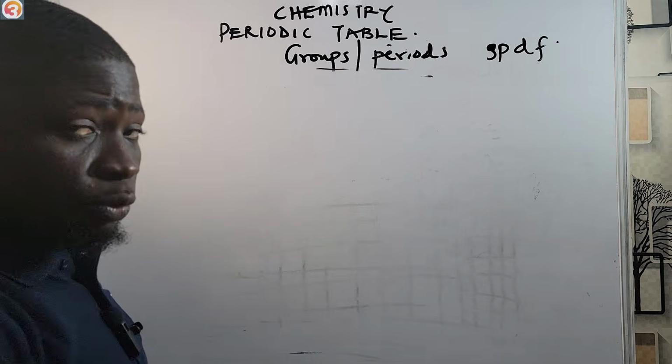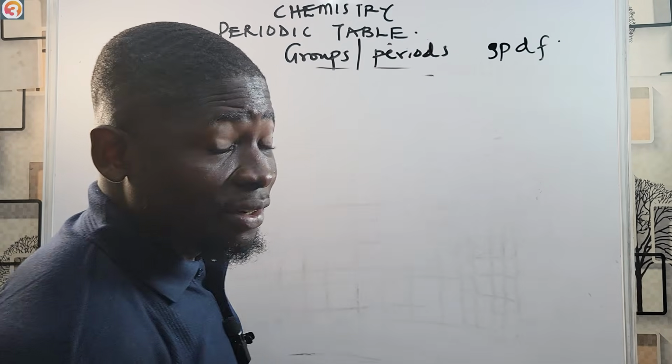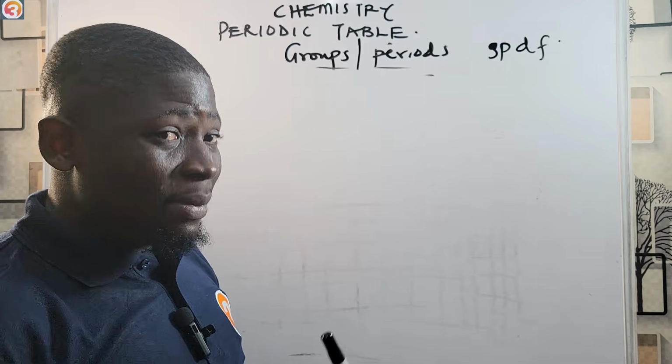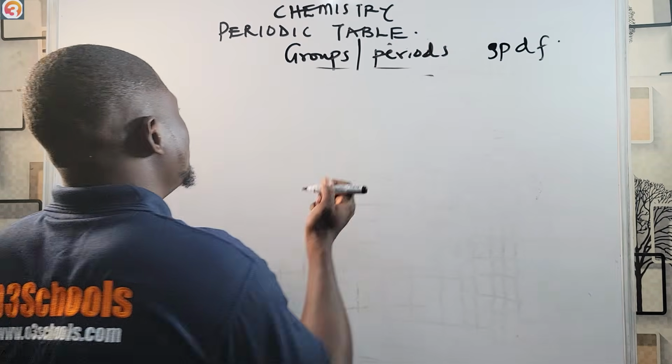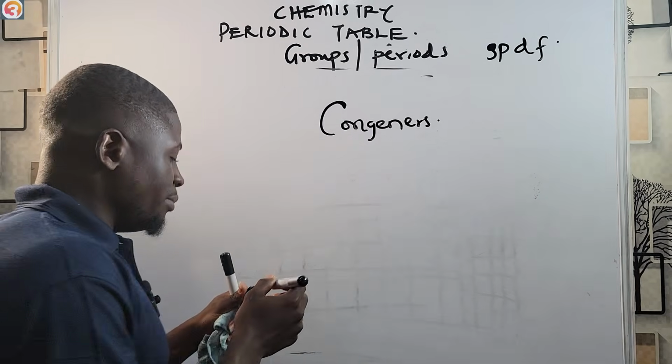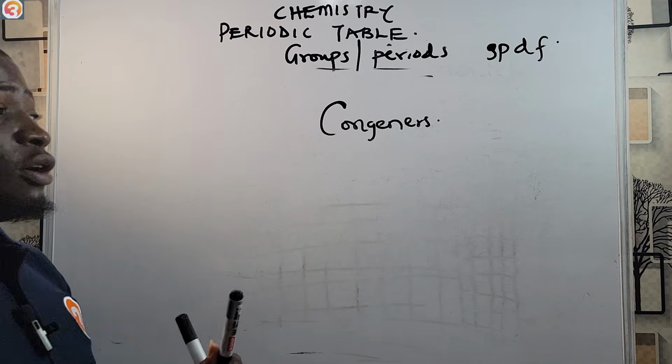Now what we need to know is that elements that belong to the same group in the periodic table are called what? We have done this before in the previous episode of our teaching. Elements that belong to the same group in the periodic table are called congeners.